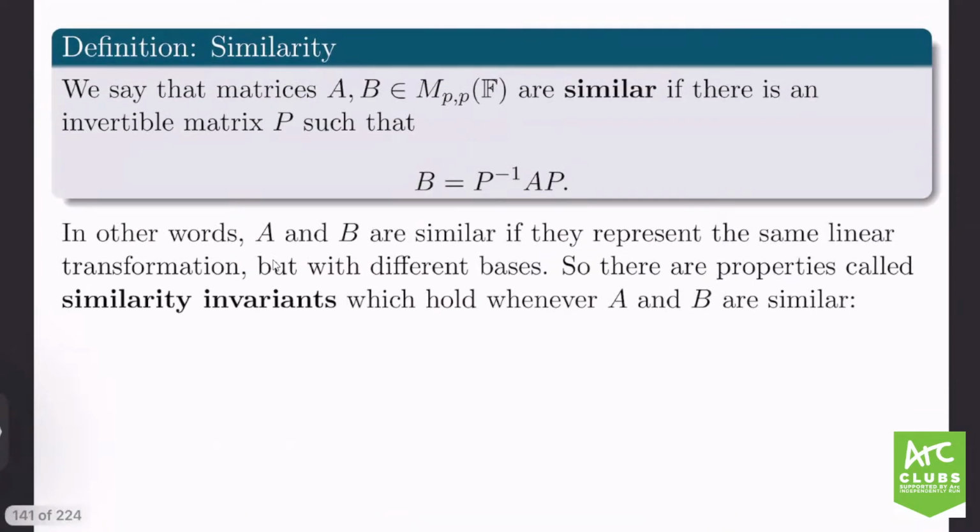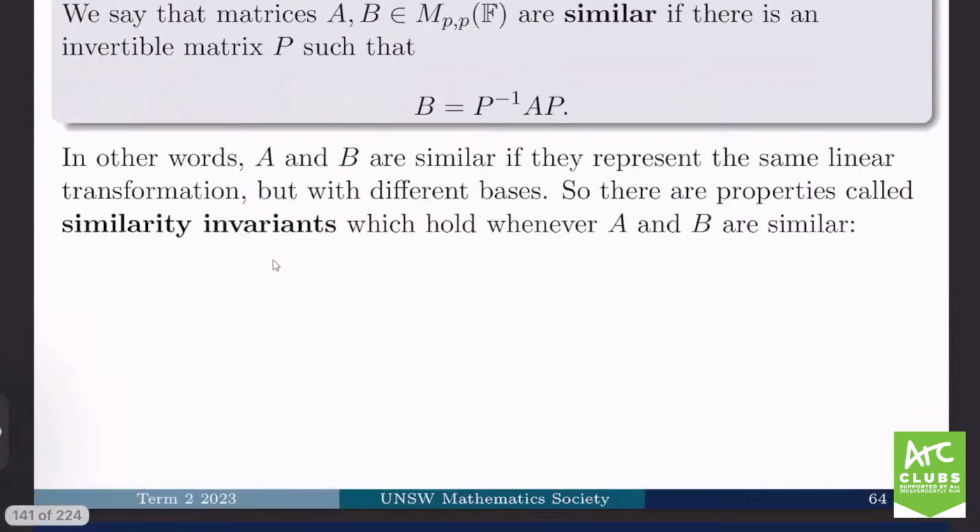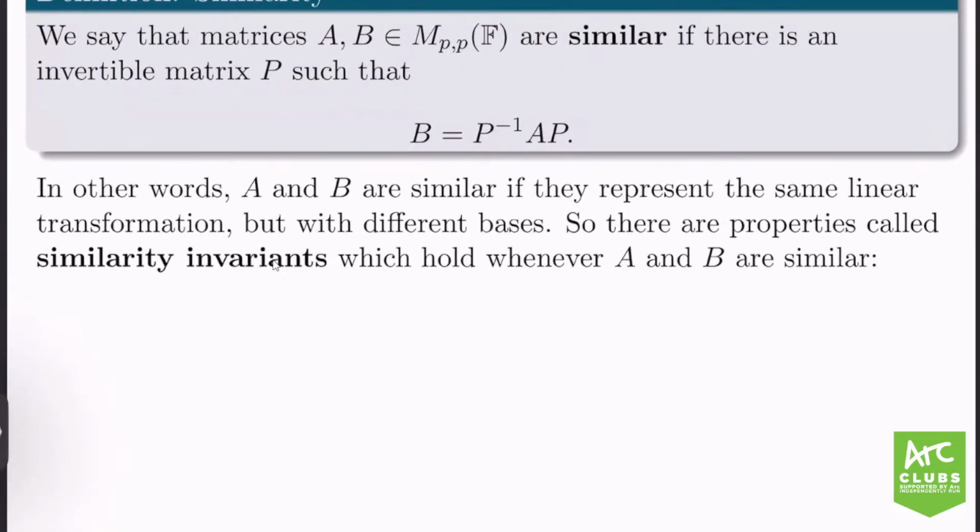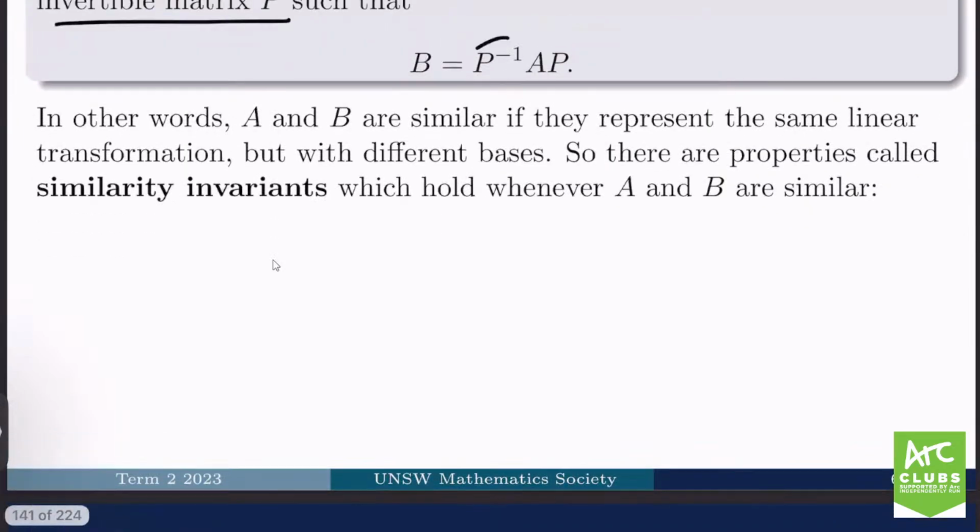So the idea behind similarity is that two matrices are similar if they represent the same linear map with respect to different bases. In order to do that, we can say that they are similar if there exists an invertible matrix P such that B equals P inverse AP. And the reason why is because this matrix P allows us to convert bases. So this is saying that they represent the same linear map with respect to different bases, and the actual matrix P is there to convert between bases.